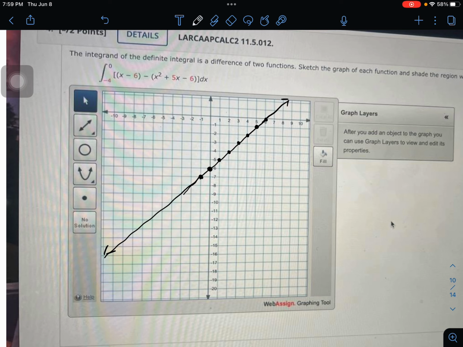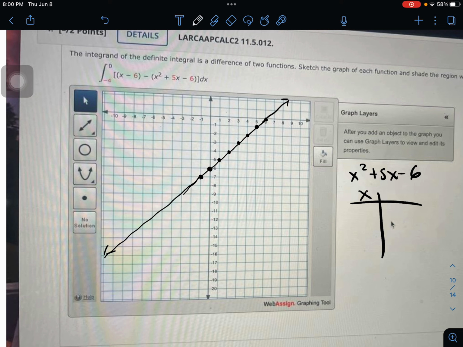Okay. And now I'm going to graph this right here. x squared plus 5x minus 6. And I'm going to make the same assumption that I made in the last problem, which is that you're going to graph this by getting points that would be on that function. Now let's go ahead and do that. So I'm looking at x squared plus 5x minus 6. I'm going to get some points that are on that function. So I'm going to start plugging in some x's.